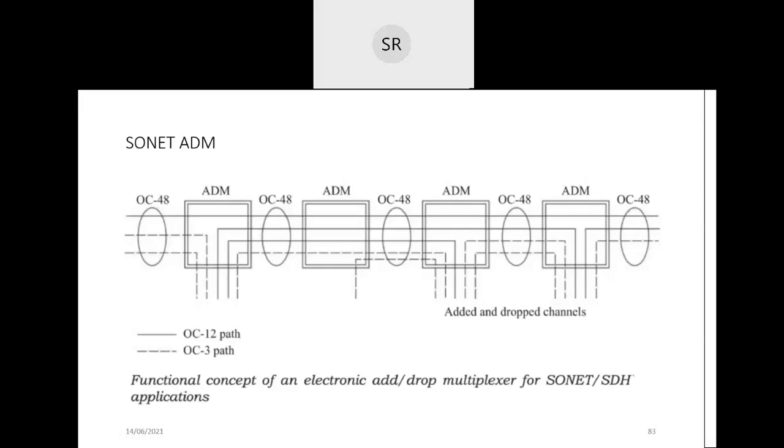So that passes through the given particular network. That is about a SONET add-drop multiplexer here. This figure shows an electronic add-drop multiplexer for these SONET and SDH applications.